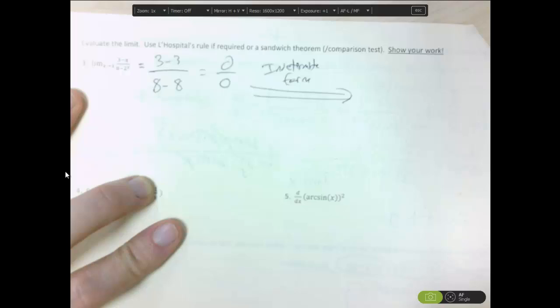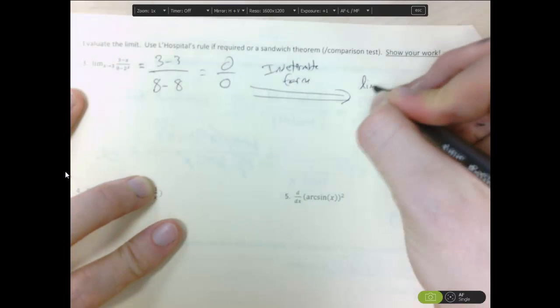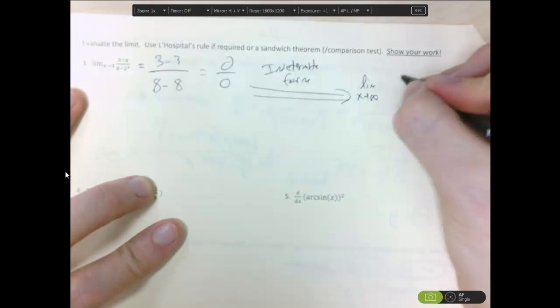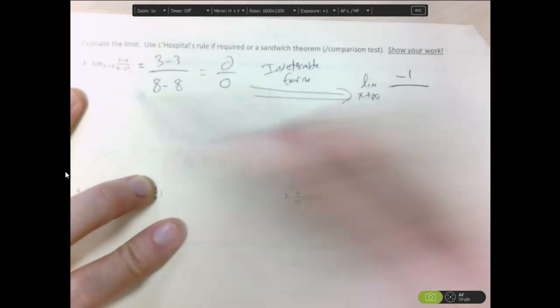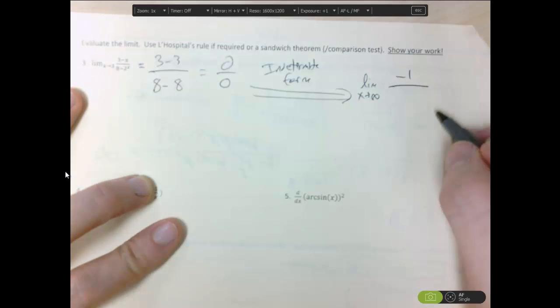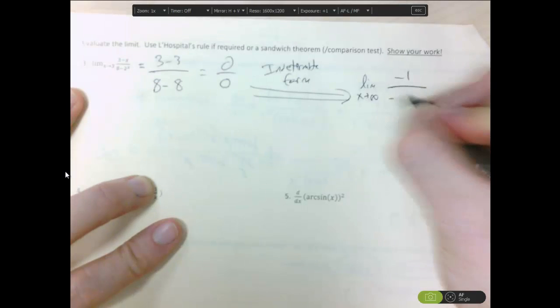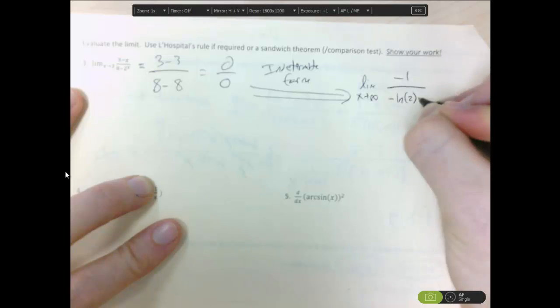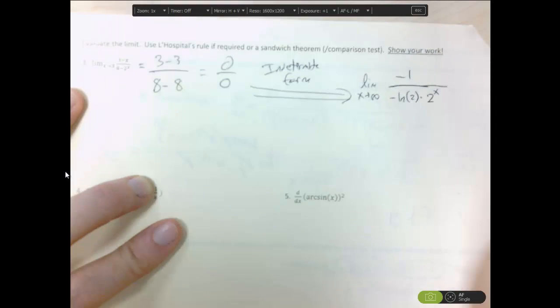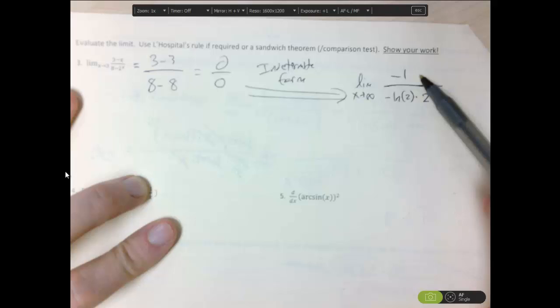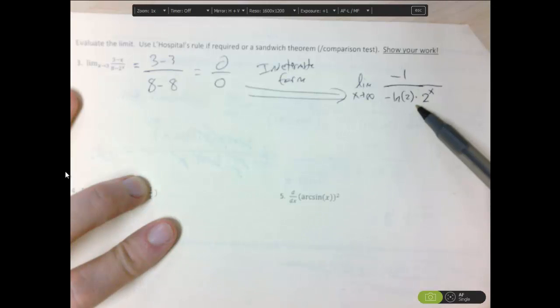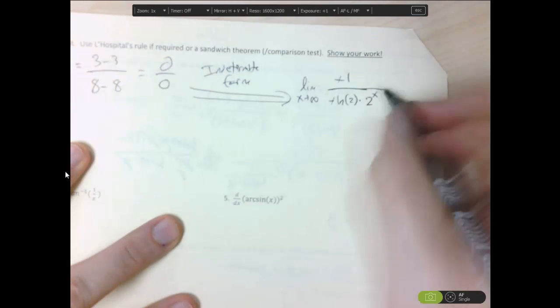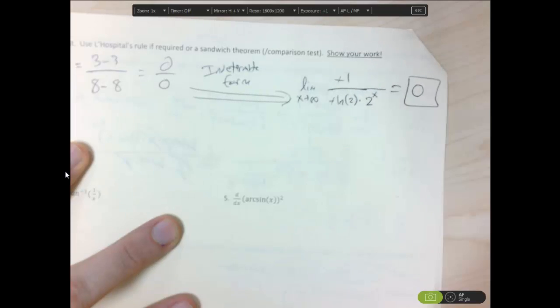So I'll take the derivative of the bottom and the top. So now I've got limit x approaches infinity of -1. And here the derivative of -2 to the x gives me negative natural log 2 times 2 to the x. All right, I've got a constant function on the top. I have an increasing function on the bottom. These negative signs cancel. So that means that this entire thing must be approaching 0. And now I've evaluated it.